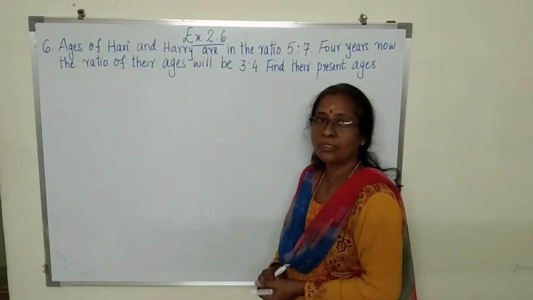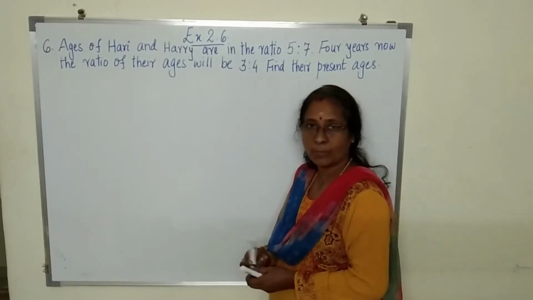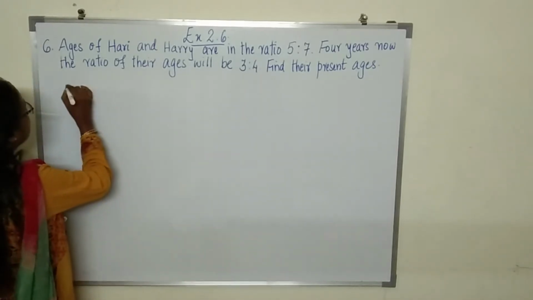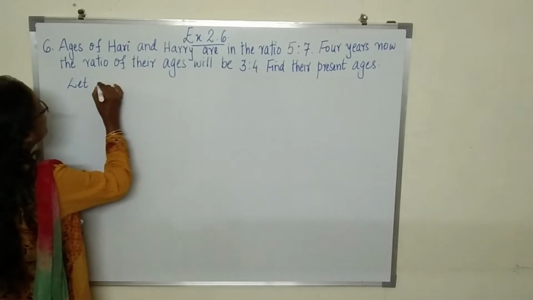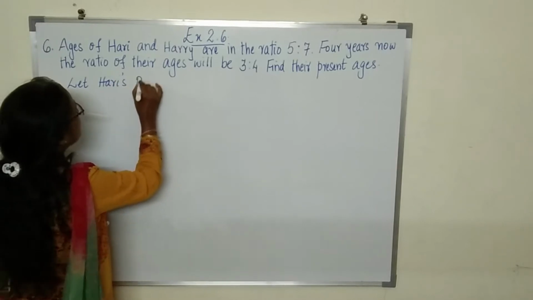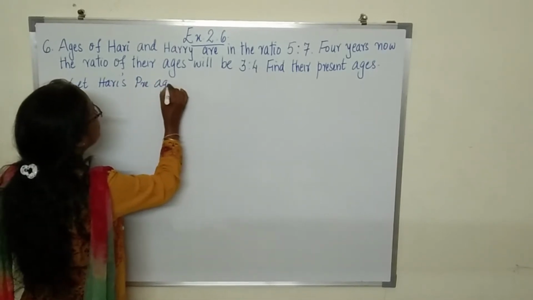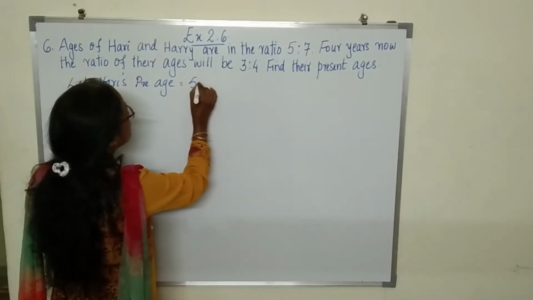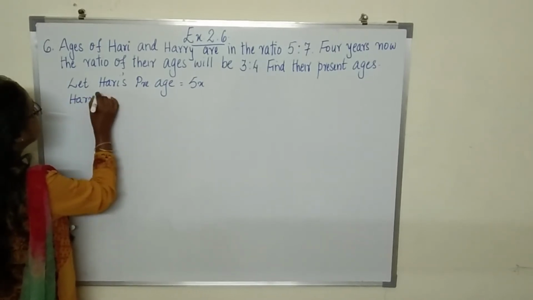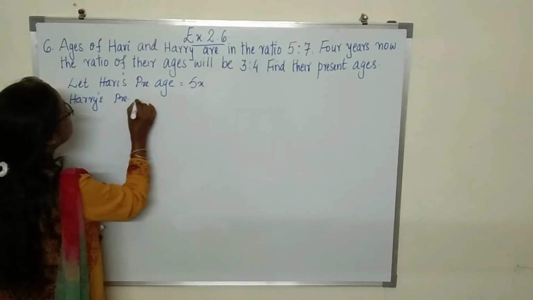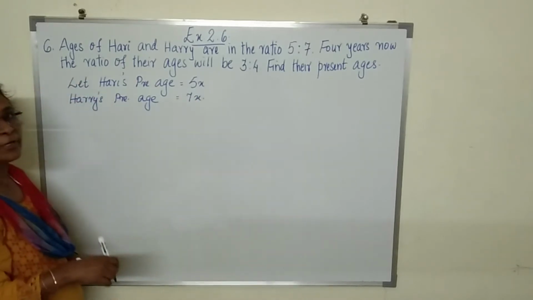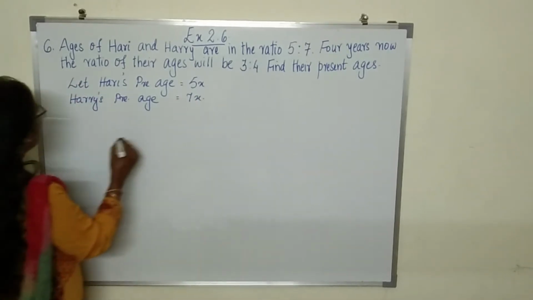You know, whenever we don't know something, or whenever something is given in the form of a ratio, we take it as a multiple of x. So what will we think? Let Hari's present age be equal to 5x and Harry's present age be equal to 7x. Now after 4 years, what will be the ages?